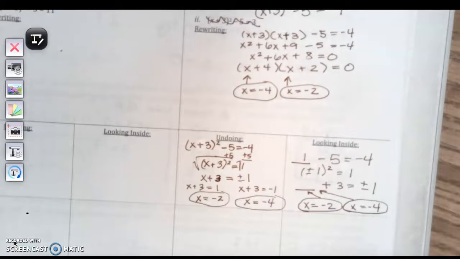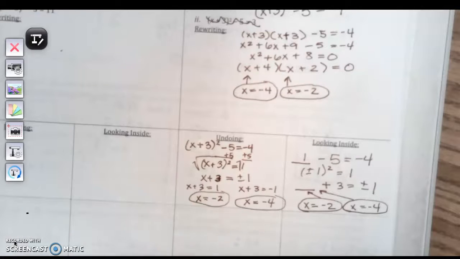So far, you've seen the same problem with 2 different ways. Okay? Is one better than the other? Or do you like one better than the other? Is one faster? Does one make more sense to you? Does one stick out like, hey, that's the way my teacher taught me, and so that's the way I like to do it? Okay? So there's all reasons for using different methods. This third method is called looking inside.